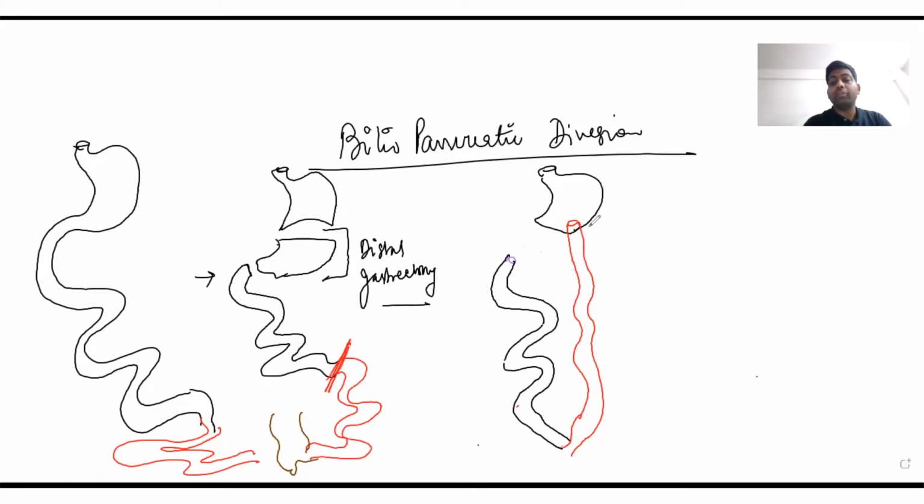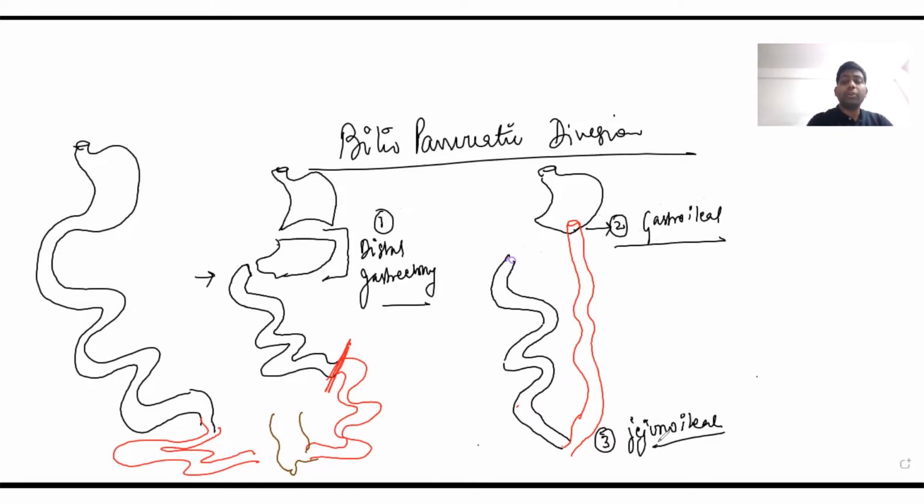So what do we do next? Next we do the second step, the first step being distal gastrectomy. The second step is gastro-ileal anastomosis. The third step is jejuno-ileal anastomosis. And this leads to formation of a common channel. We draw the common channel in blue color, and the common channel will drain into the large gut.